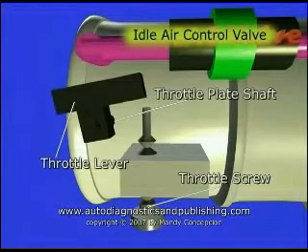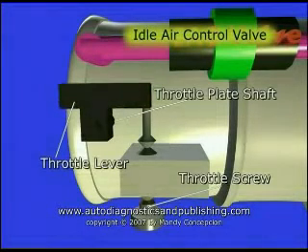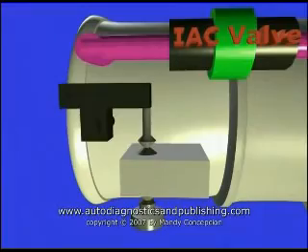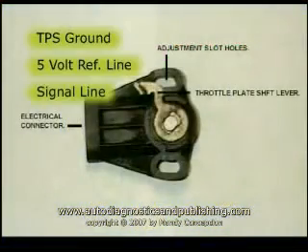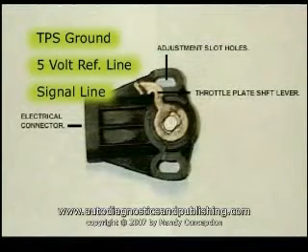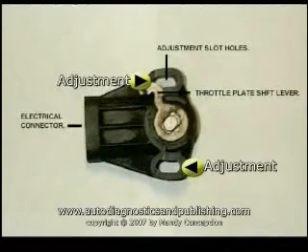As explained before, the TPS is connected to the ECM by 3 wires. These are the ECM provided ground, the 5 volts reference, and the TPS signal line. The TPS ground and the 5 volts reference are provided and regulated by the computer. The TPS signal is a return line to the ECM indicating throttle opening and rate of change.